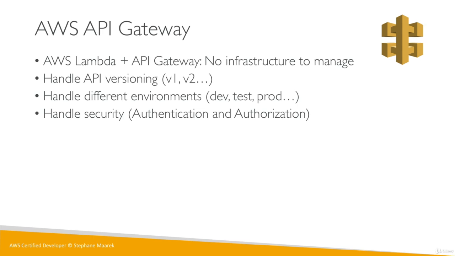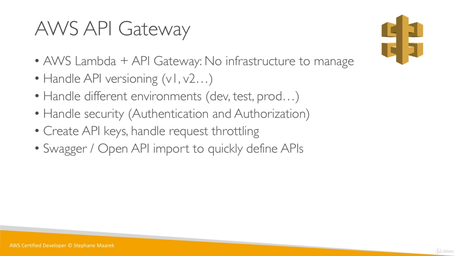So we can remove the security concerns out of our AWS Lambda function and have them taken all the way through to the API Gateway. And we'll see in great detail how the API Gateway integrates security with other components. API Gateway is great because also we can create API keys and we can handle request throttling if we're selling our API to people. And it has a very tight and neat integration with something called Swagger or OpenAPI, and that allows us to import some files and define our APIs quickly and even export them as SDKs, for example.